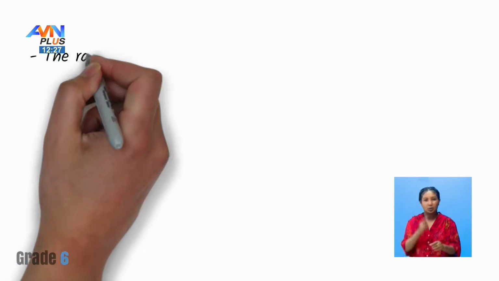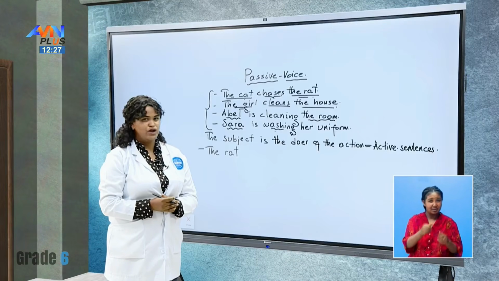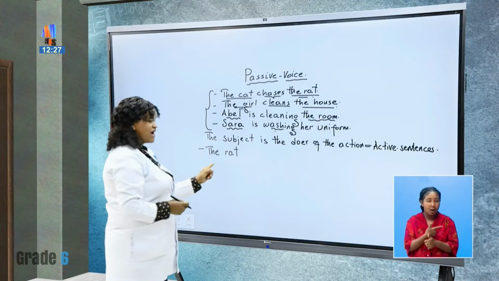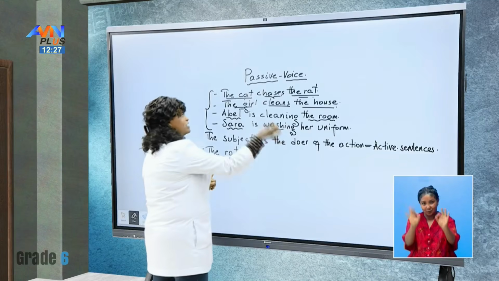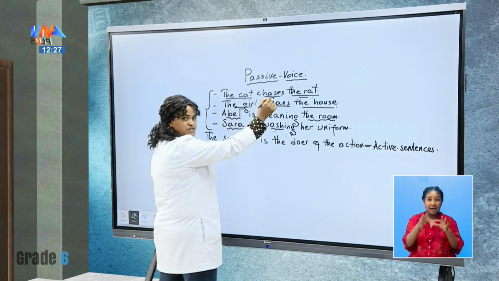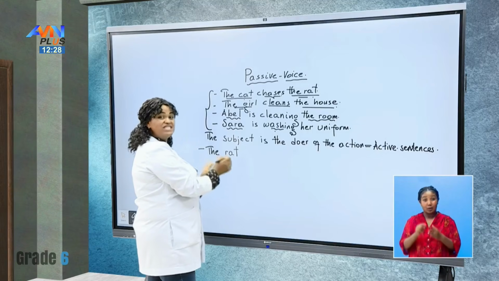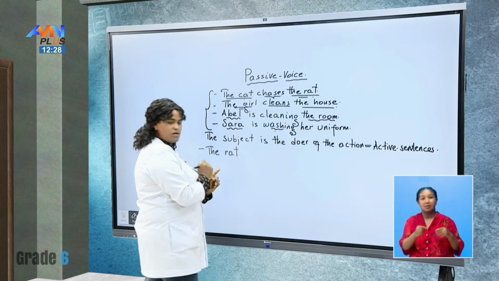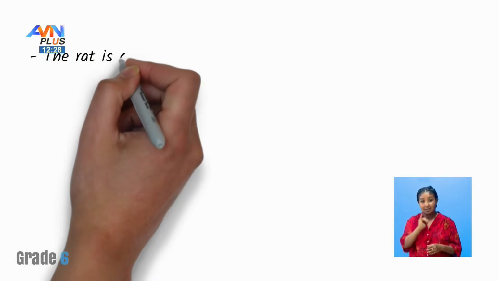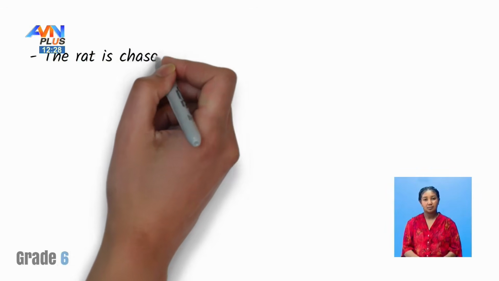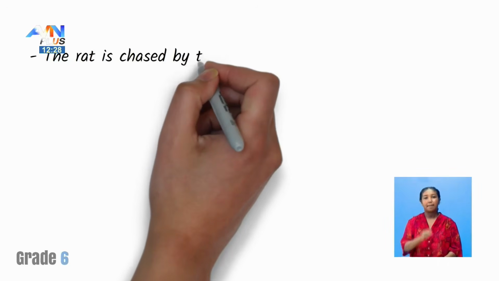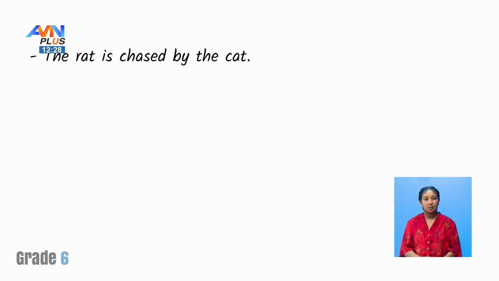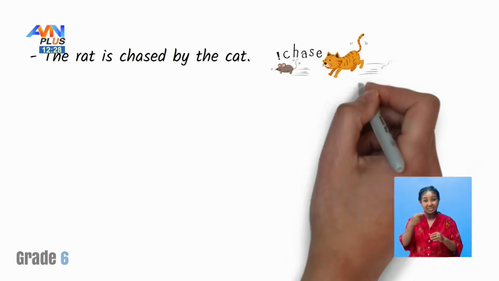Do you think a rat chases a cat? No. At least so far we haven't seen such a thing, right? Yes. The rat, now look at the structure. The cat chases, yes? But here, when I start with the object, making the object a subject, look at the language pattern. The rat is chased. The rat is chased by the cat.